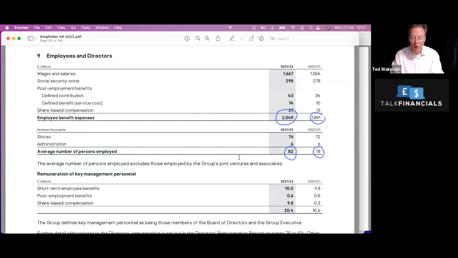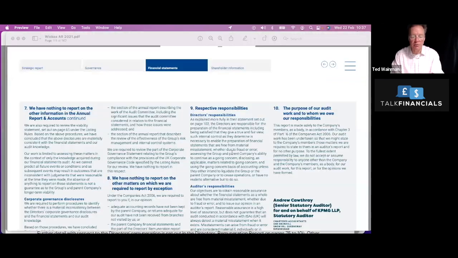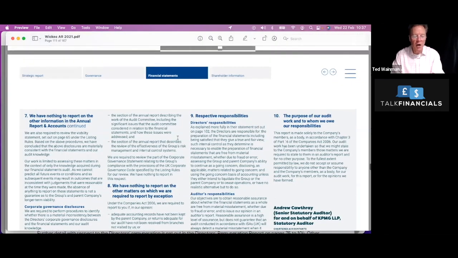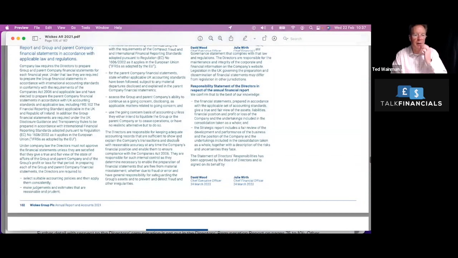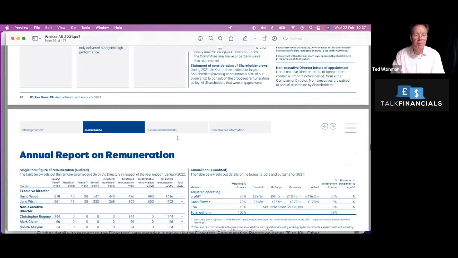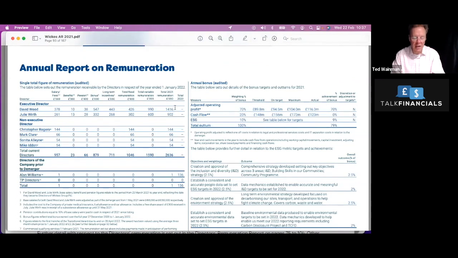If we look at Wickes, on the other hand, then David Wood is in charge, and page 93 will tell you about David Wood's remuneration. Here it is. So we're just going to choose again this single number. We're going to take this number here, £1.4 million. So there is David. So he's earning about half of Thierry. He's running a smaller company, so he's not getting paid as much as Thierry, but he's not earning a tenth by any means.